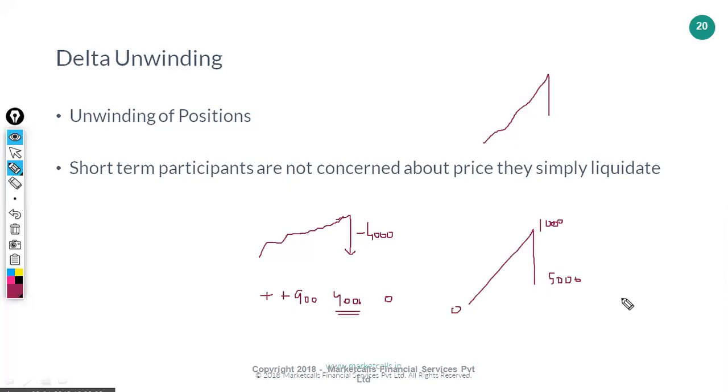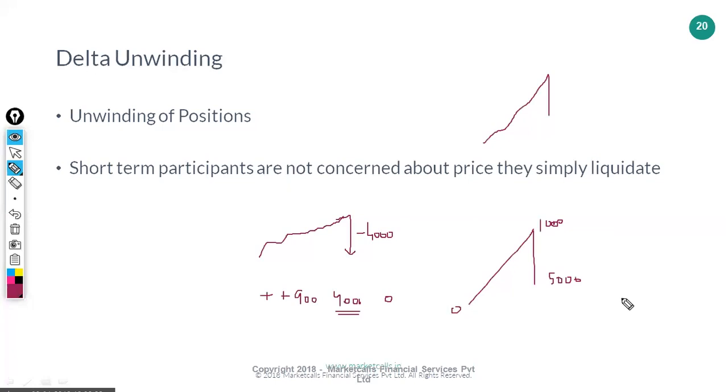In terms of the market, the price will be falling faster. At the same time, the delta magically disappears. Half of the delta or most of the delta will be gone to zero or sub-negative. So those are the zones where they simply liquidate their positions. They're not fresh shorts. You'll be seeing a lot of selling quantity, but they are nothing but unwinding of the old positions. That's what delta unwinding is all about.